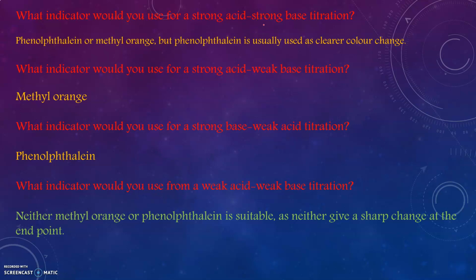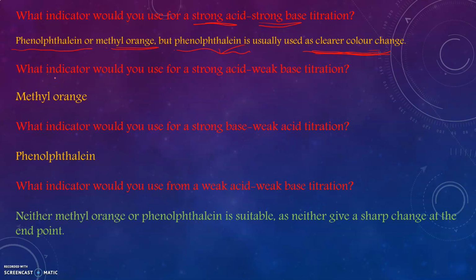If you have a strong acid and a strong base, just like we said, you need a distinctive change of color using just one drop, an instant change of color, and the equivalence point has to be the endpoint. So with strong acid and strong base, you can use phenolphthalein or methyl orange. But usually they use phenolphthalein because it's clearer in color change. So this is the perfect indicator when you're reacting strong acid with a strong base. You use phenolphthalein because it has a clear change of color.